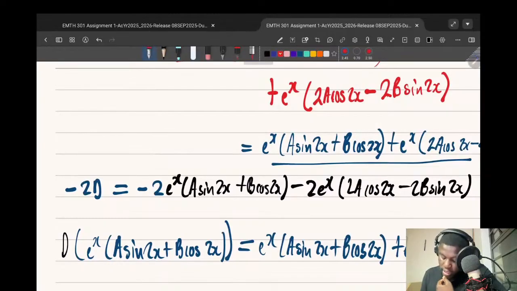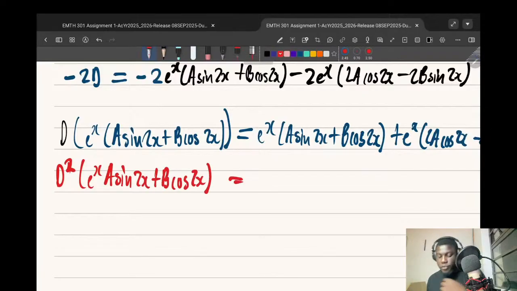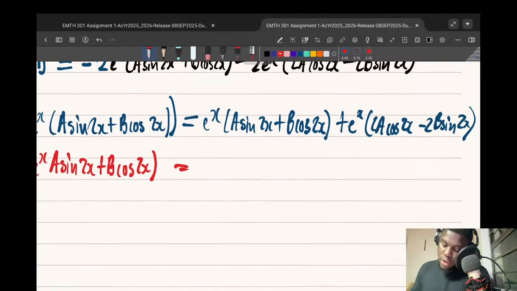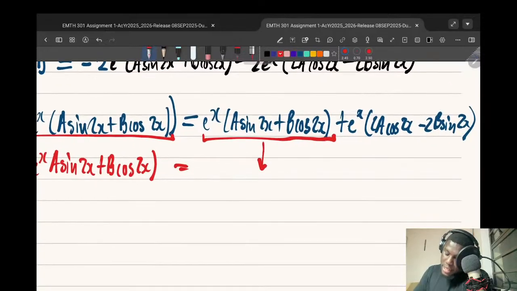So you'd now say, okay, let's find our d prime prime, or d squared of e to the x, a sine 2x plus b cos 2x. That means we are differentiating it again, the second derivative. We come to this first derivative and differentiate it. Since we know what it was when we differentiated it here, it will come back, but it will also bring this one with it. Then we differentiate this one separately.